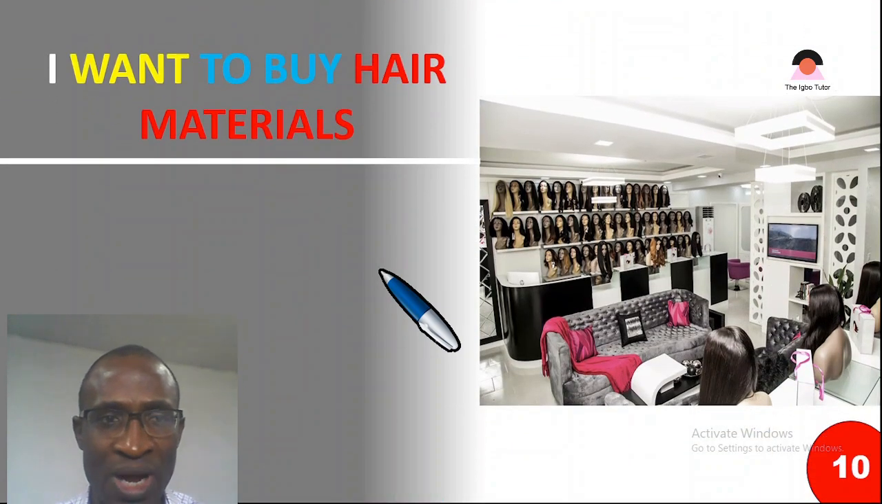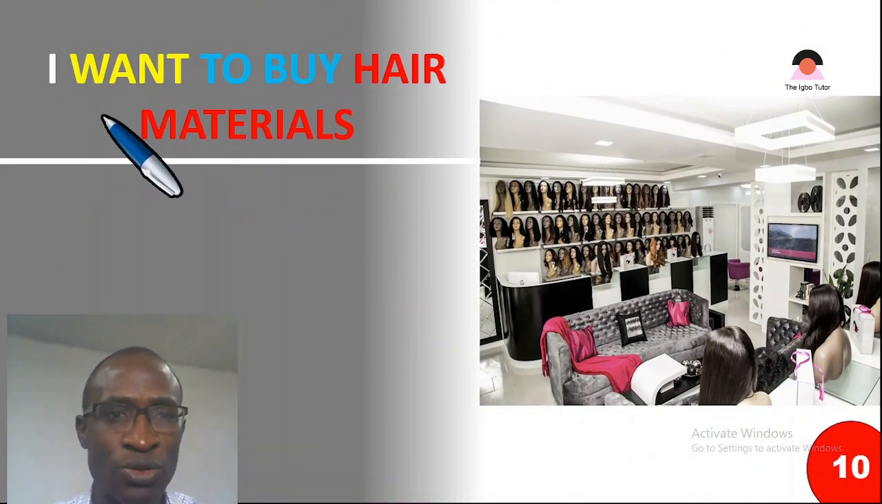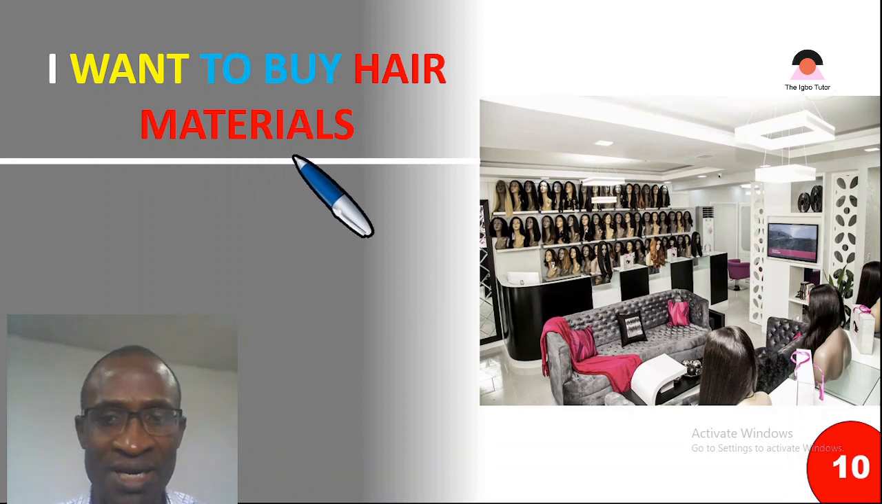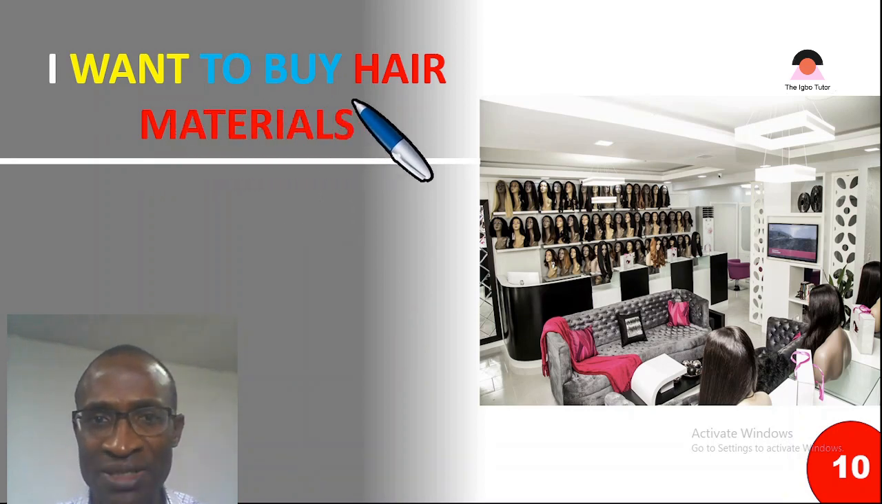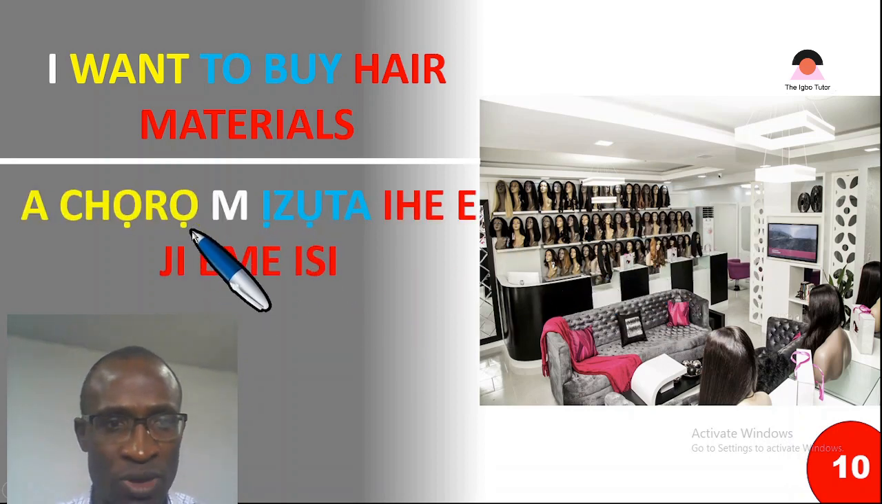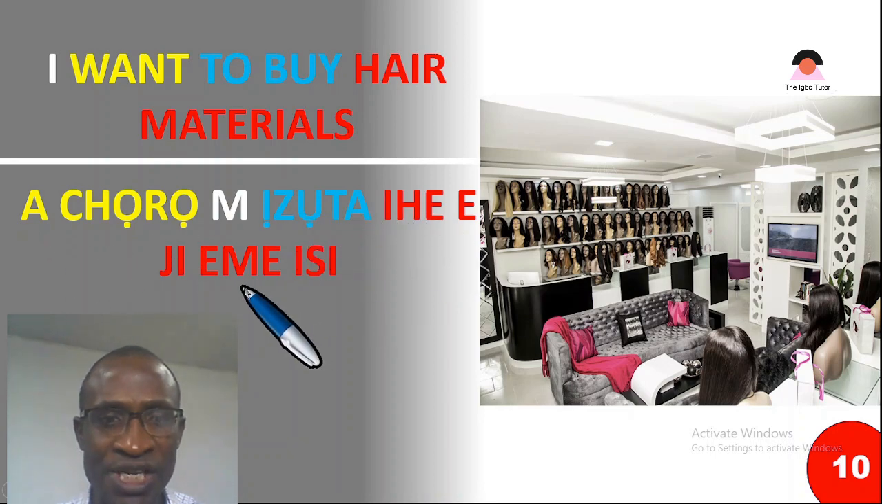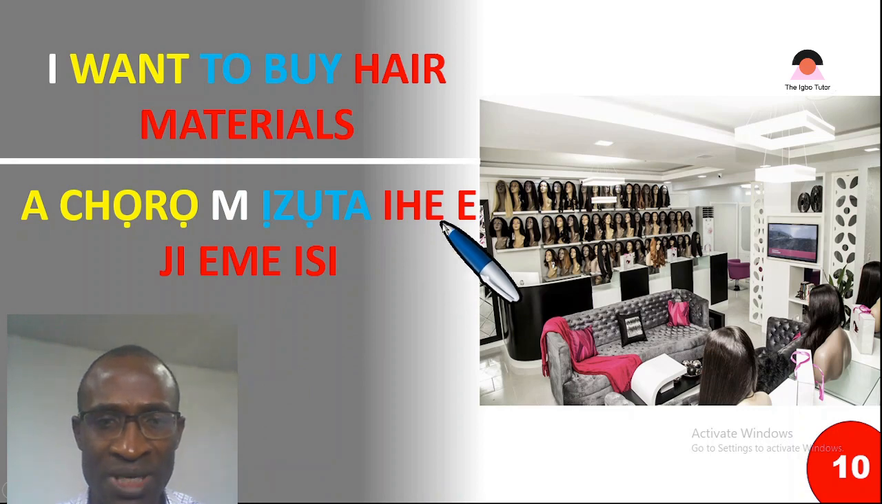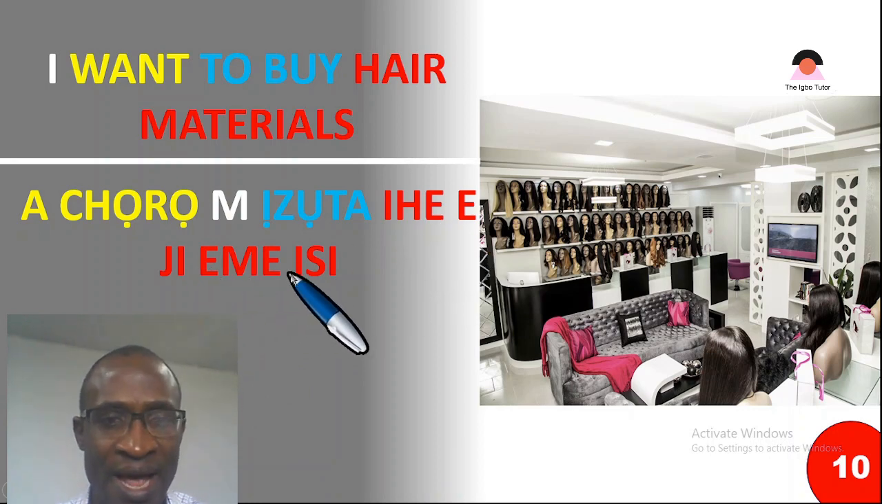Are there other things we can buy? Of course, yes. I want to buy hair materials. What is that in Igbo language? As you can see in the shop here, they are selling hair materials. Let's look at what it means in Igbo language. Achorom izota ihe eji eme isi. Ihe eji eme isi, or for short, ihe isi, as hair materials. Ihe eji eme, something materials for doing hair. Achorom izota ya.